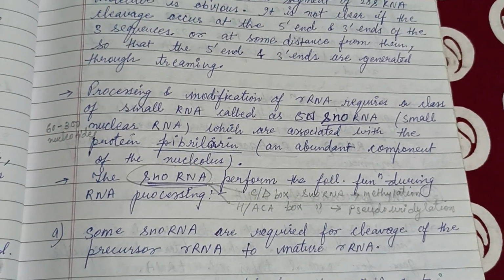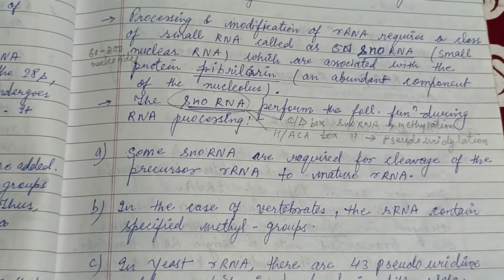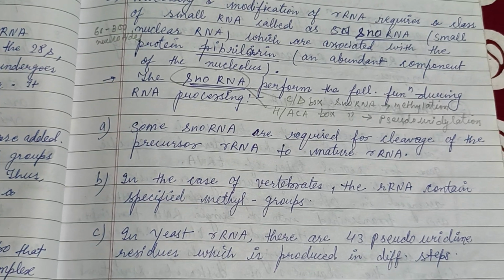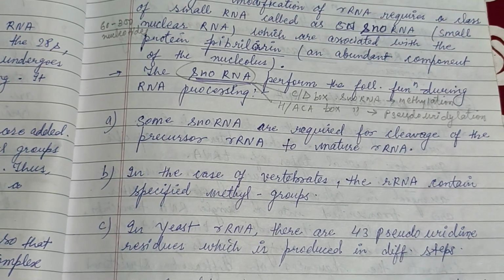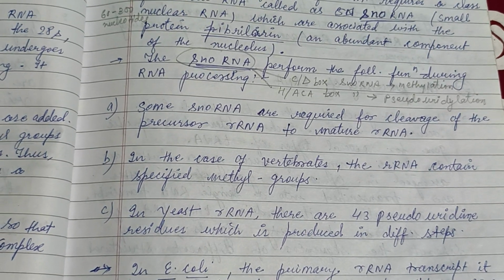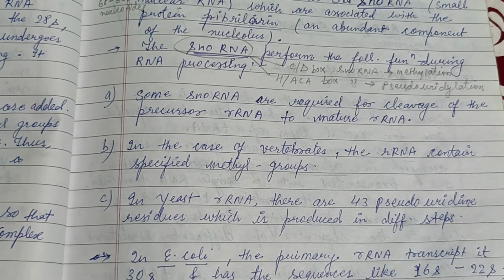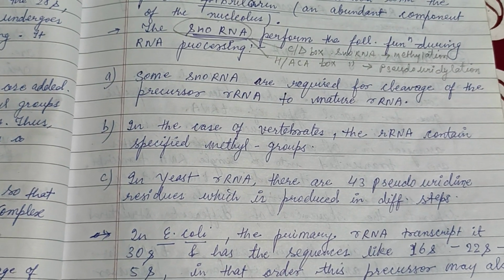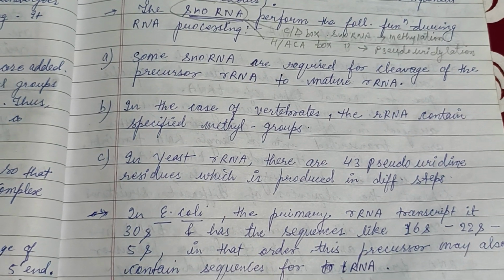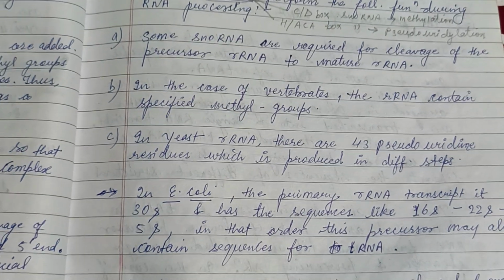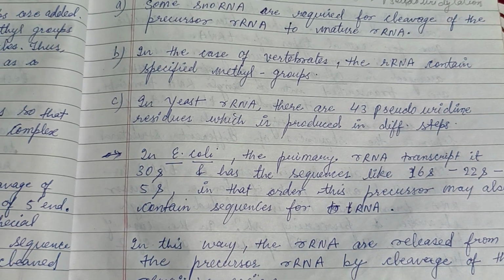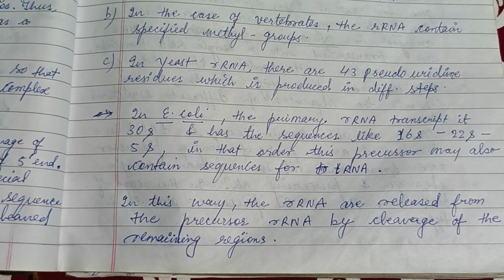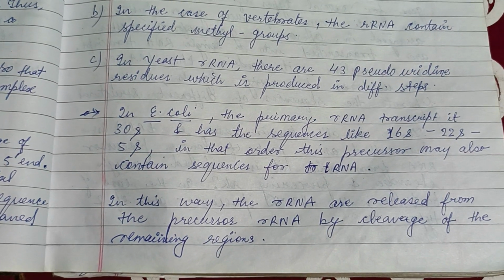Processing and modification of the rRNA requires a class of small RNA, that is snoRNA, small nucleolar RNA, which is constituted of 60 to 300 nucleotides and is associated with the protein fibrillarin, an abundant component of the nucleolus. So snoRNA has two subtypes, the C/D box and the H/ACA box, the latter also known as pseudouridylation. In vertebrates, rRNA contains specified methyl groups, and in yeast rRNA there are 43 pseudouridine residues which are produced in different steps.